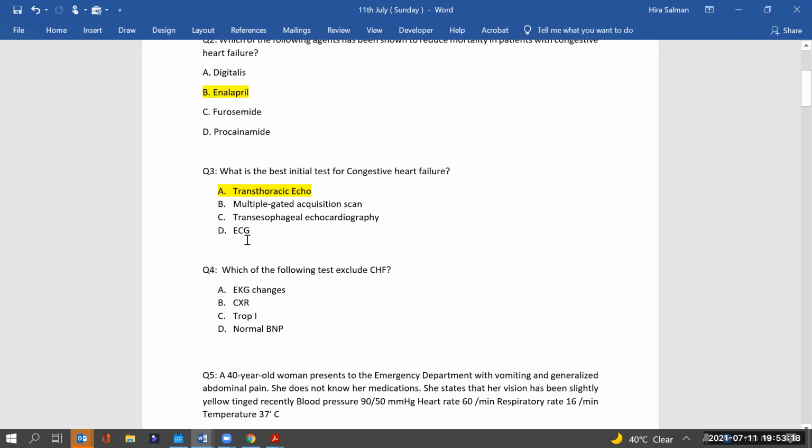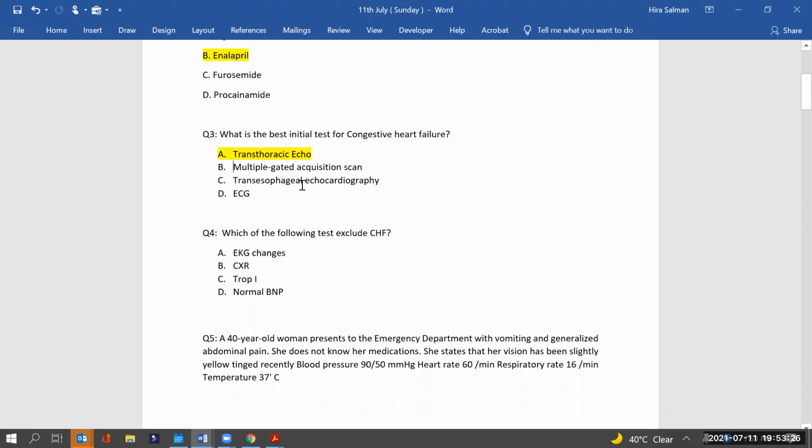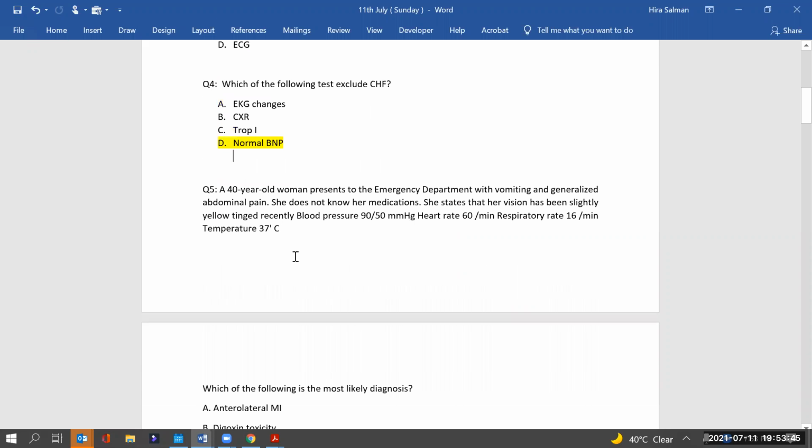Now, when we are going to check ECG, if we are suspecting MI as a cause, but here it's just asking for best initial test, a straightforward MCQ. Which of the following tests exclude congestive heart failure? Remember, when you don't have time to go for echo, what you will do? BNP. So if BNP is normal, it means that congestive heart failure is excluded. Okay.